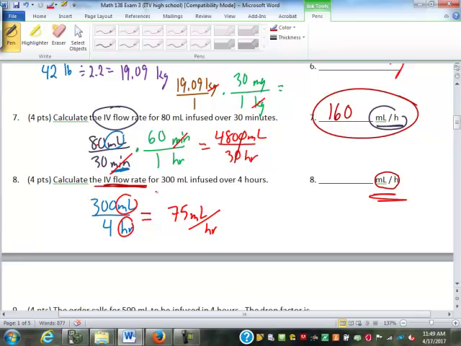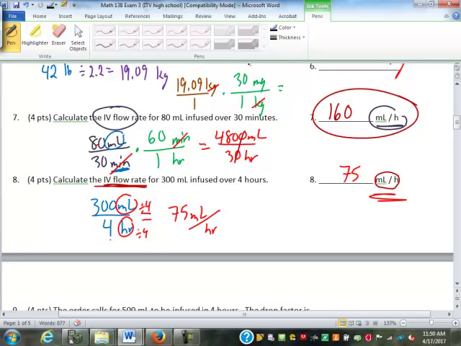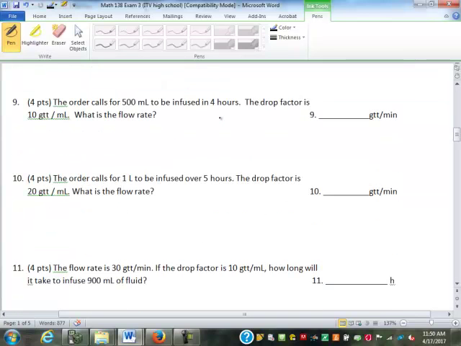So all that we had to do there was convert that to a unit rate. Remember, a unit rate, you just divide by the denominator. So dividing by 4 on top and bottom. Any questions on those last couple? Okay. Number 9.